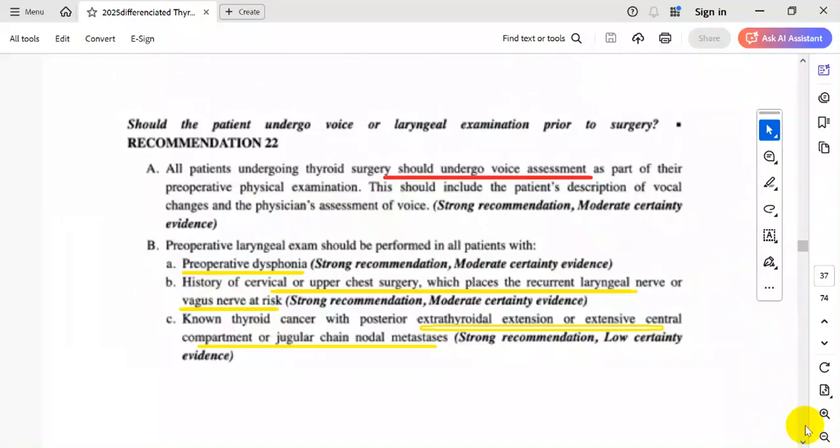should the patient undergo voice or laryngeal examination? Yes, of course. They should undergo voice assessment as a part of their preoperative physical examination. That is the reason we should perform the voice or laryngeal examination prior to surgery.